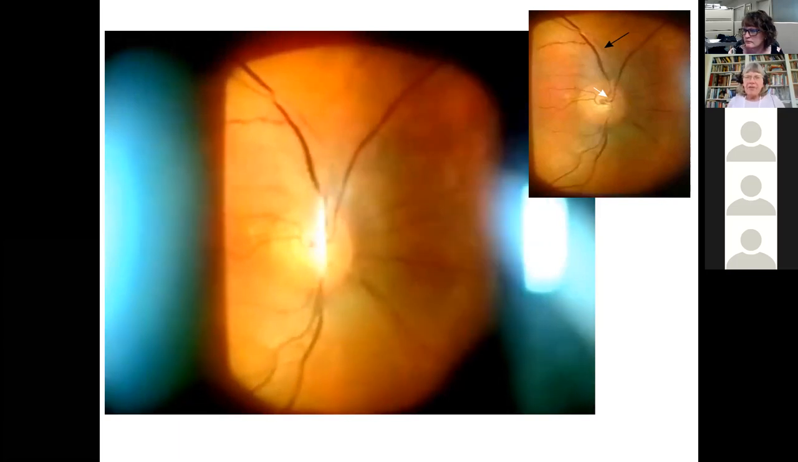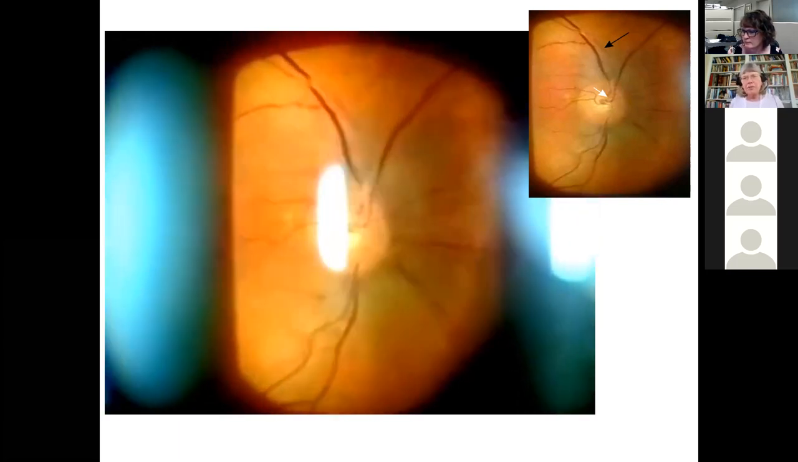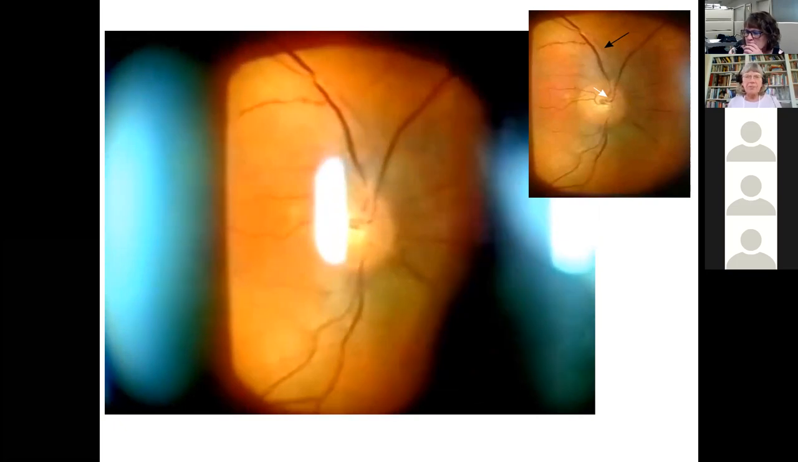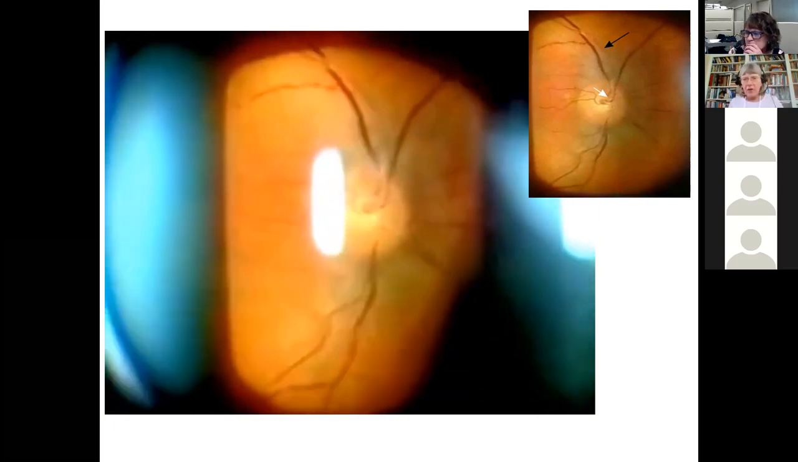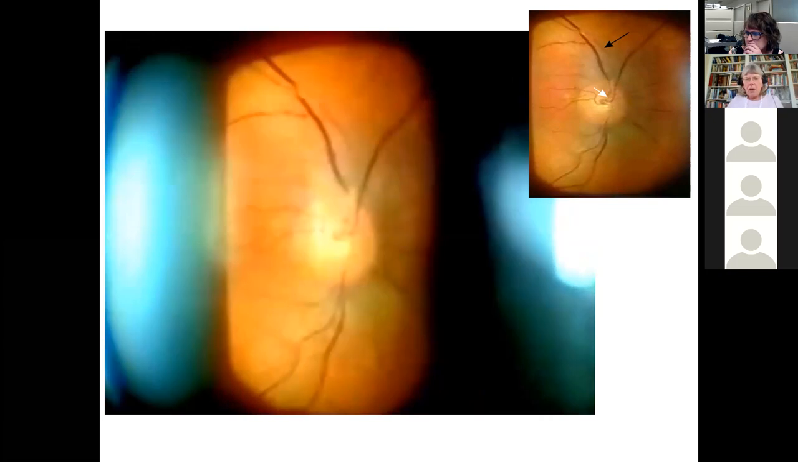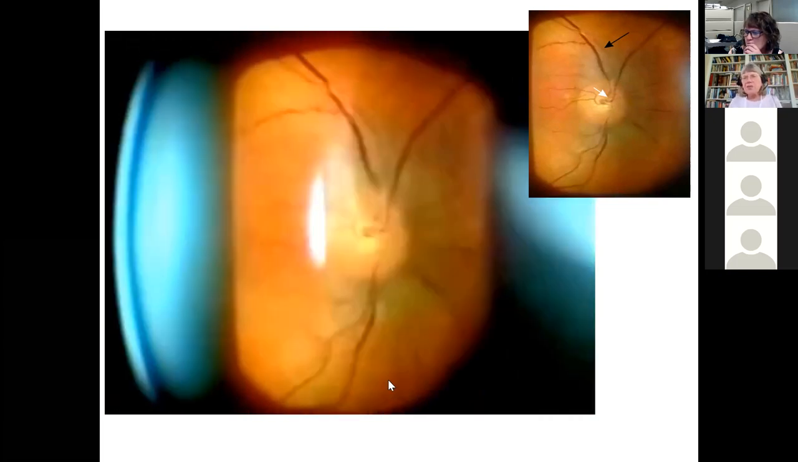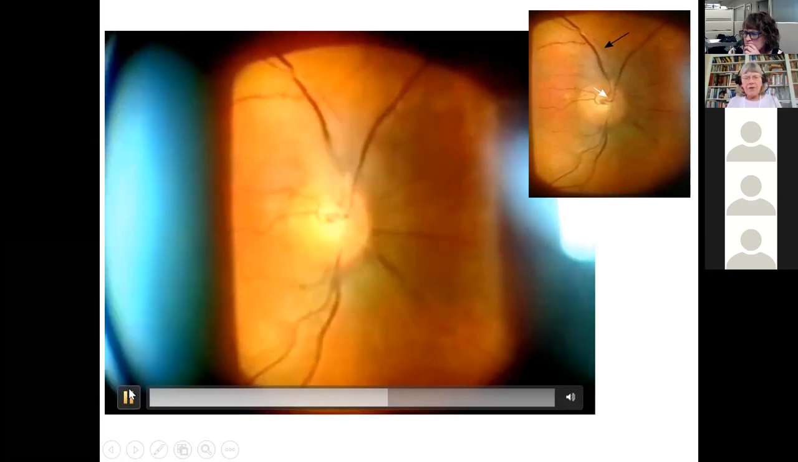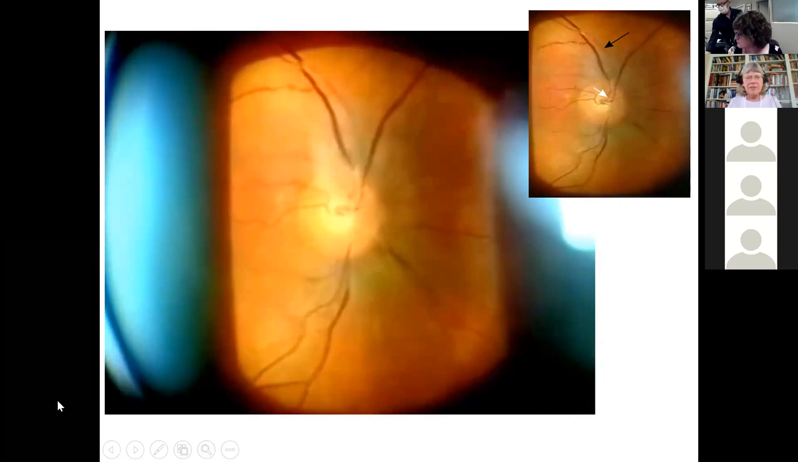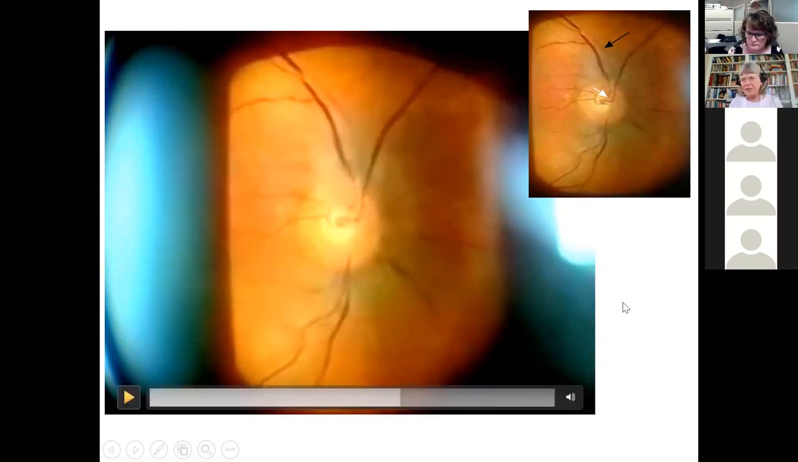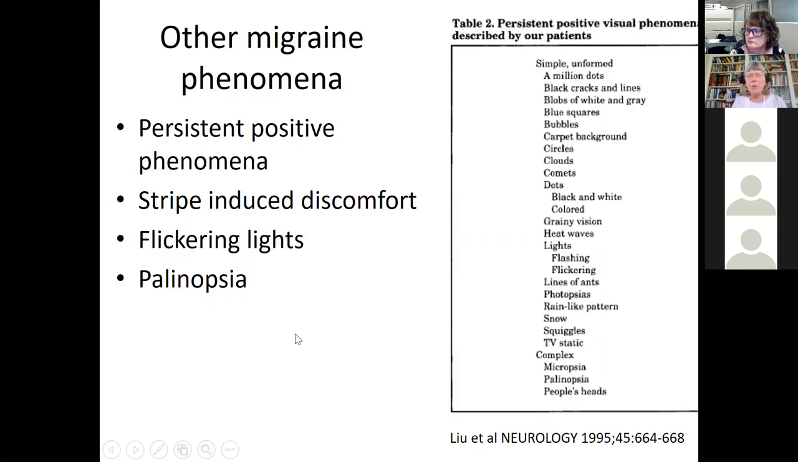But he did not have any emboli coming from the carotids. He had a big carotid workup multiple times. He had an echocardiogram, all kinds of stuff, until we diagnosed this vasospasm. But this is what a lot of people think of when they think of retinal migraine. It's more likely to be vasospasm and not retinal migraine.